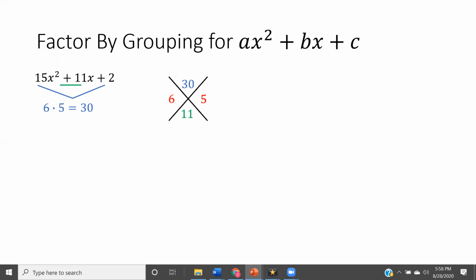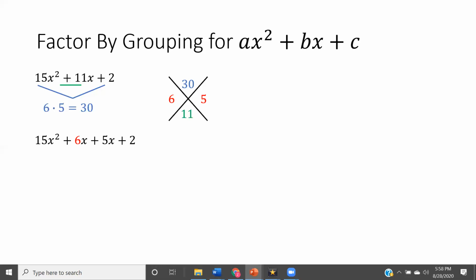So now I'm going to rewrite the thing that I'm trying to factor as I bring down my 15x squared. I don't change it. I break up my 11x into the two things that I found in the red on the big X on the right. And those two things are 6 and 5, so plus 6x plus 5x. And then I bring down my last term, 2.